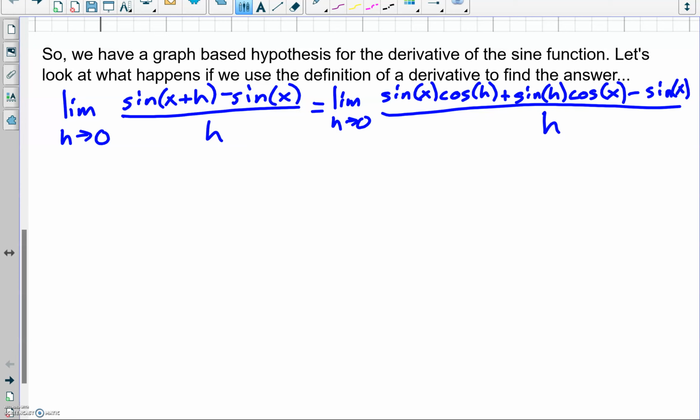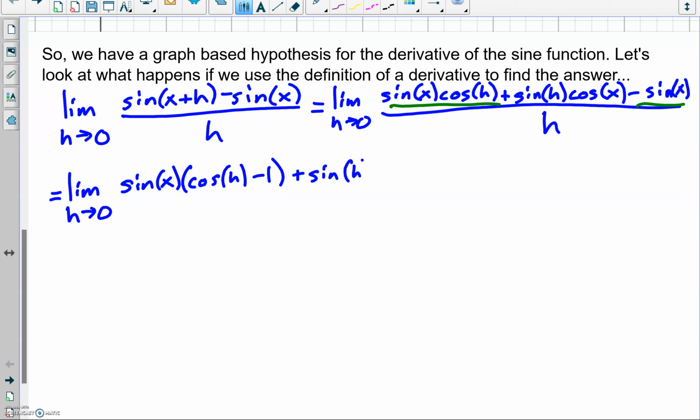So the sum formula for the sine, expanded that, and now moving to the next step, what I want to do is start grouping some like terms together. After that expansion, there's some terms that have the sine of x in them. In fact, it would be this first one and the last one. So I'm going to factor out the common sine of x, and that'll leave me with cosine of h minus 1 in the parentheses. And then we'll have plus the sine of h cosine of x still there, that middle term, so to speak, that didn't have anything common to factor out, with that all over h.